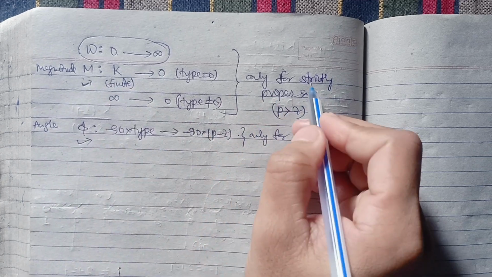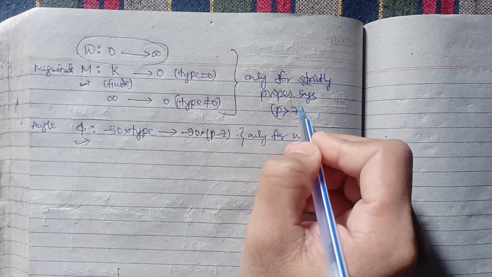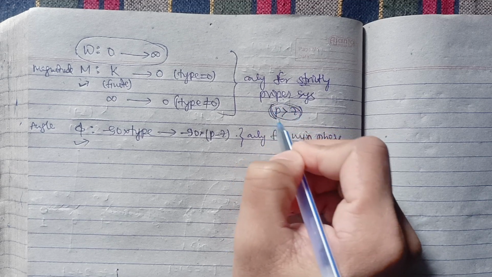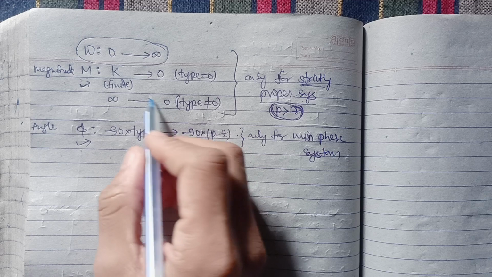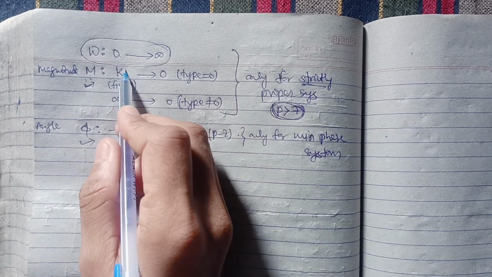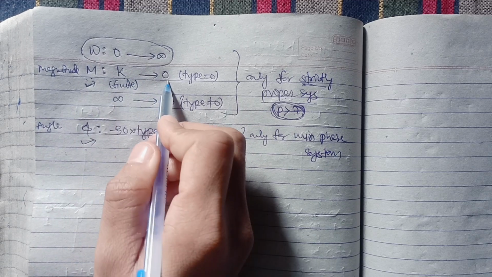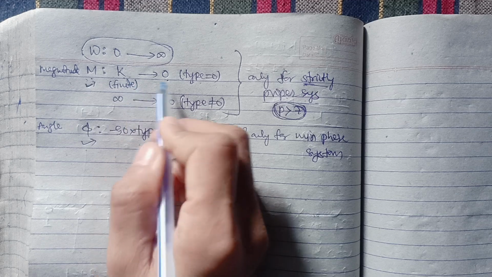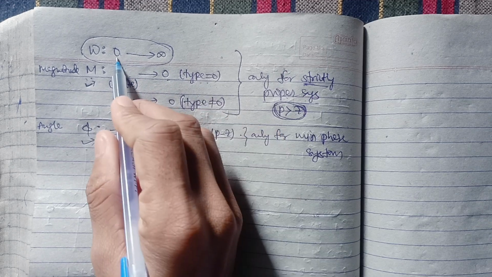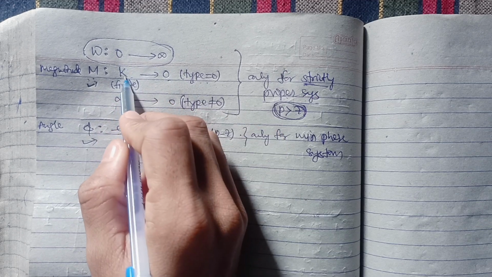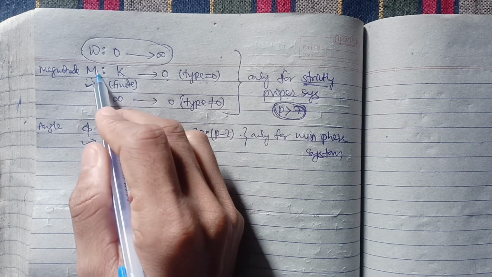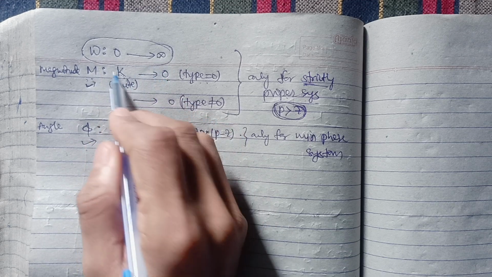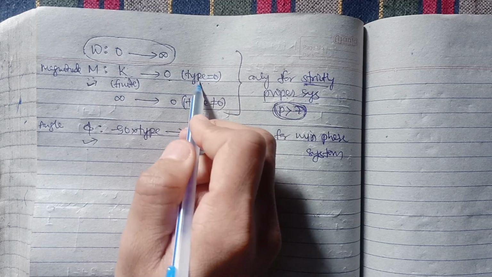If the number of poles is greater than the number of zeros, then it is a strictly proper system. Then the magnitude will go from k to 0 for a type 0 system. It means when omega equals 0, the magnitude will be k, some constant, and when omega equals infinity, the magnitude will be 0 for a type 0 system.